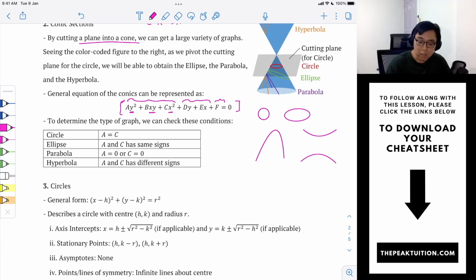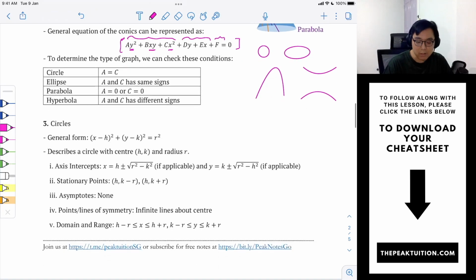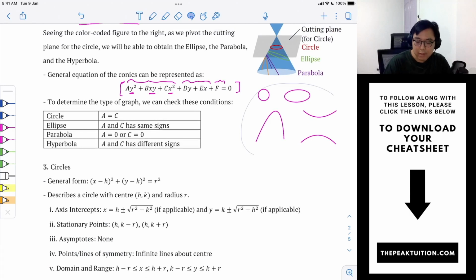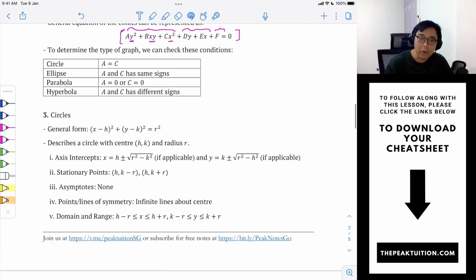Then we have the parabola, where A equals 0 or C equals 0. If A equals 0, we get a parabola that looks like this, opening up or down, happy face, smiley face. If C equals 0, then we get a parabola that is sideways. I believe you don't really encounter this type of parabola, but just for your knowledge, okay? And finally, a hyperbola is when A and C have different signs. Okay, that's all. It's like the opposite of an ellipse. Okay. So with that out of the way, we start going into more detail for each type of graph.